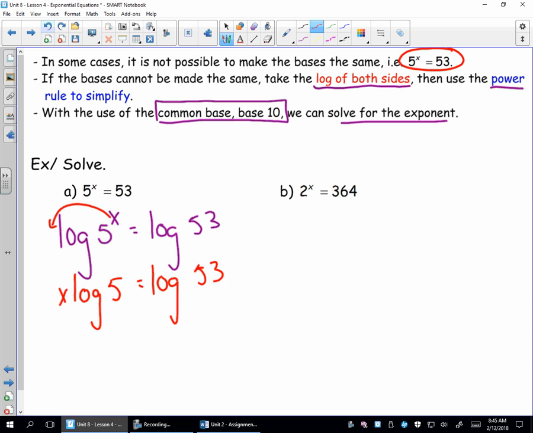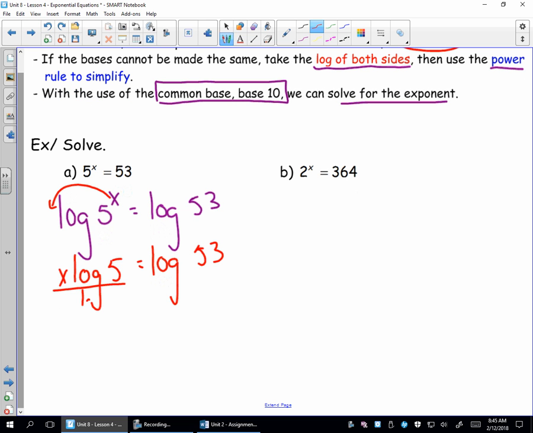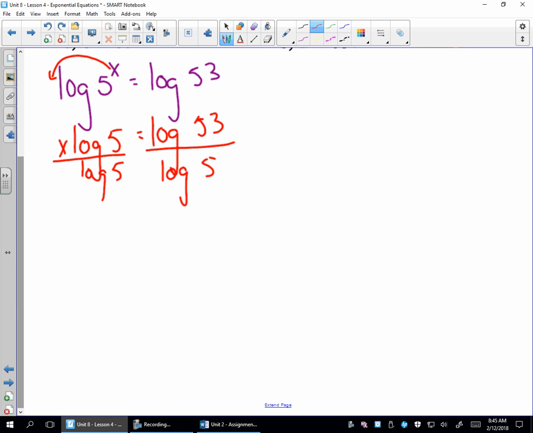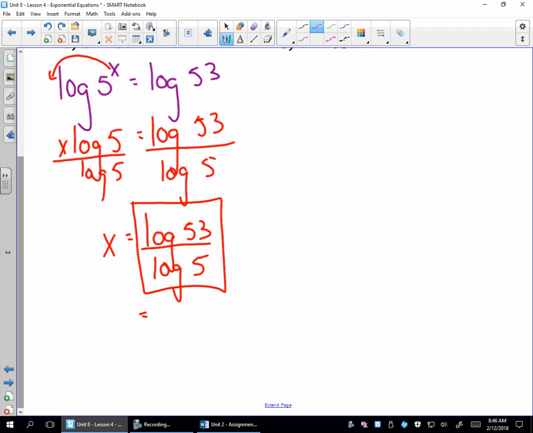And if I want to get x by itself, I have to divide out the log 5, right? But if I divide one side, I have to divide the other side. So just to rewrite it, to show you what we have here, we have x equals log 53, which is base 10, over log 5, which is also base 10, which means that I can put this in my calculator. If you do, you should get 2.47.